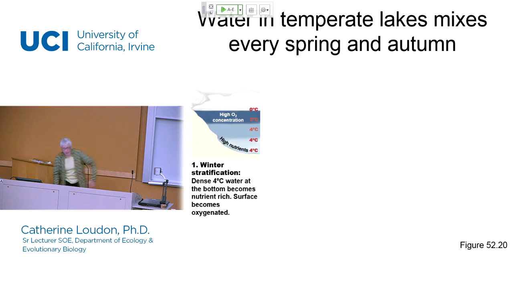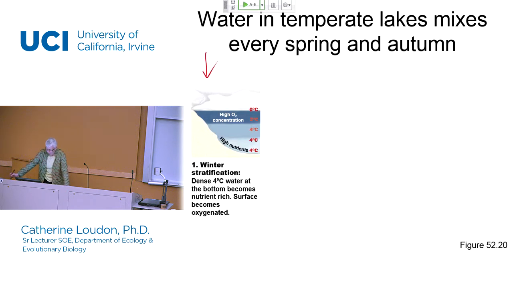Well, in temperate freshwater bodies such as lakes, they show this phenomenon where they mix themselves usually every spring and every autumn. So how does that work? It relates back to whether the layers are stable or not. So let's walk through what is figure 52-20 from your textbook, starting in the winter.